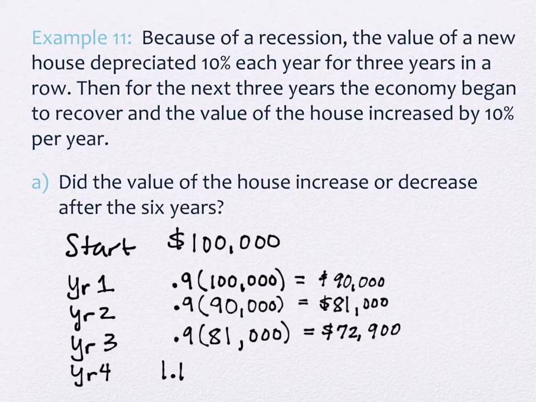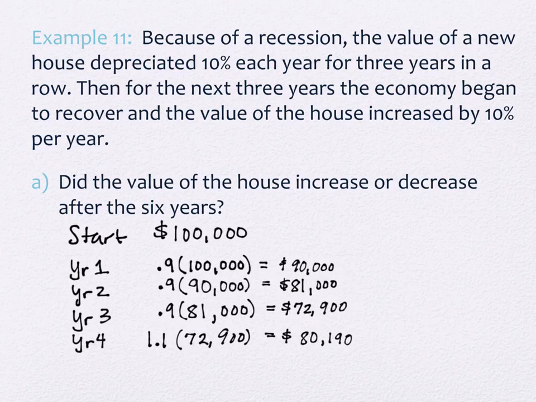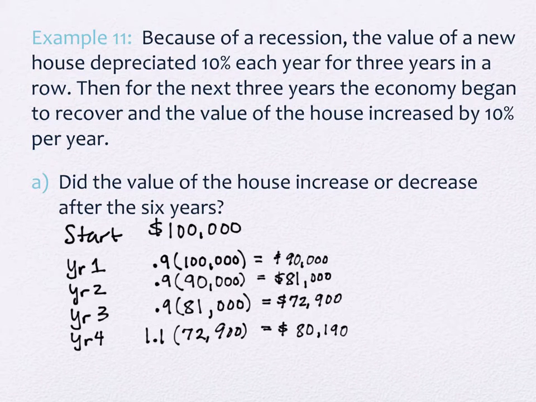That's 110% as a decimal of the $72,900 home. So, what is 72,900 times 1.1? 80,190. Now we're going to repeat this process for 2 more years, for year 5 and year 6, before we can make a comparison.